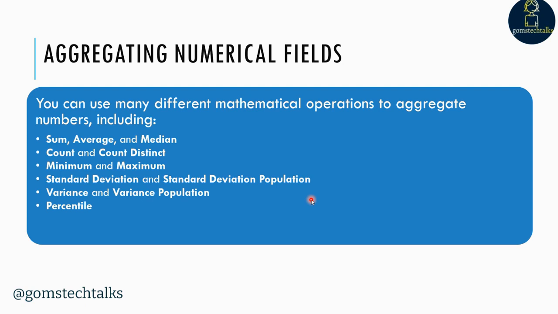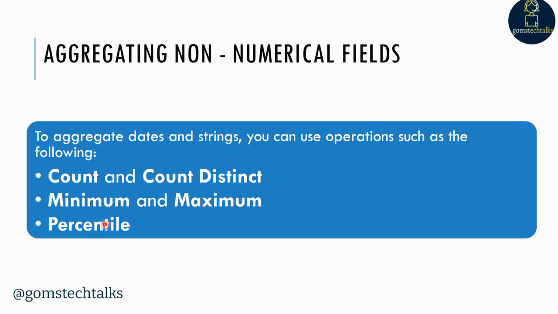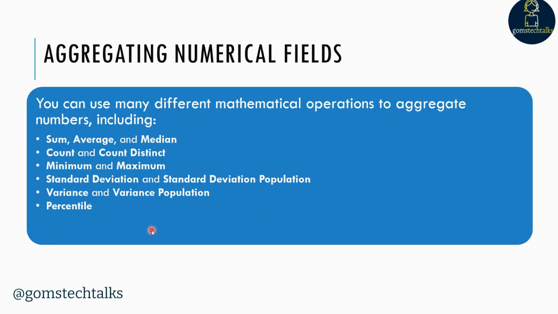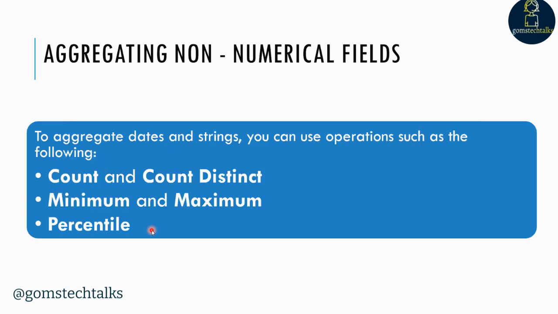If you are aggregating a numerical field, these are all the possible aggregations you can do: sum, average, median, count distinct, minimum, maximum, standard deviation, population, variance, variance population, and percentile. If you are doing this aggregation with non-numeric fields, that is, a string, you can only do these three possibilities: count and count distinct, minimum and maximum, and percentile, because you cannot go ahead with average and median for string variables.